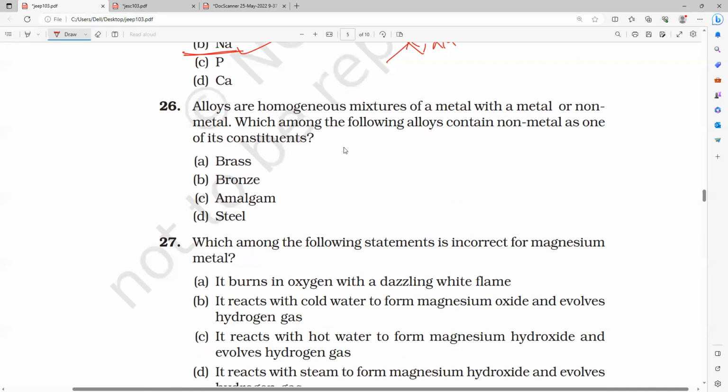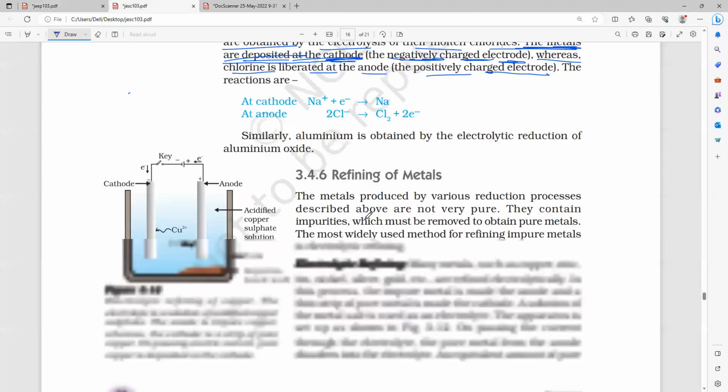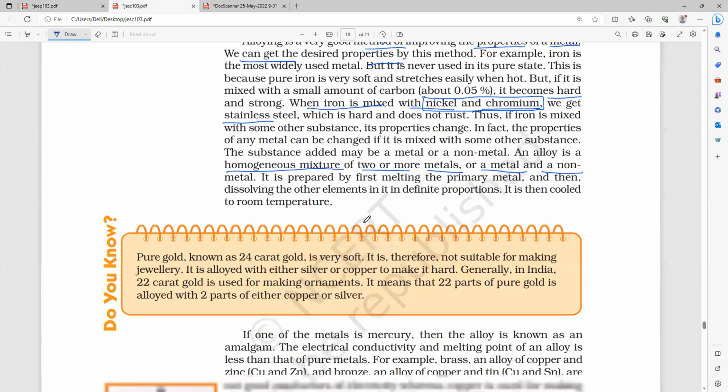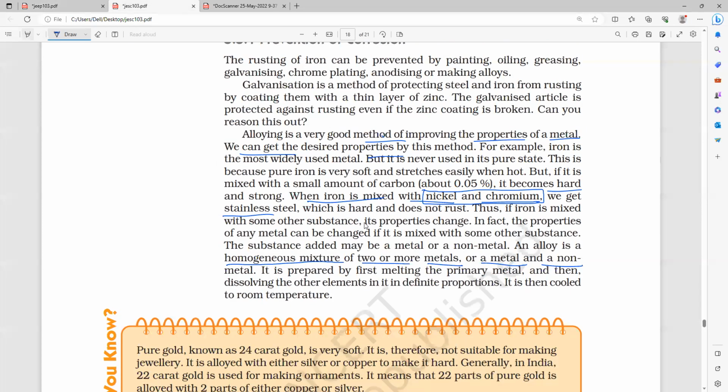All of you? Next. Alloys are homogeneous mixtures of metal with a metal or non-metal. Just now we have seen. Which among the following alloys contain a non-metal as one of its constituents? Non-metal with 0.05 percentage. What is that? Everybody? Carbon. Yes, so with carbon it becomes hard and strong. So what do we used to call that? Anybody can tell.